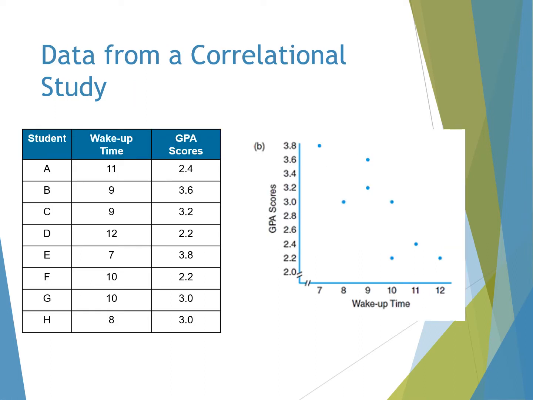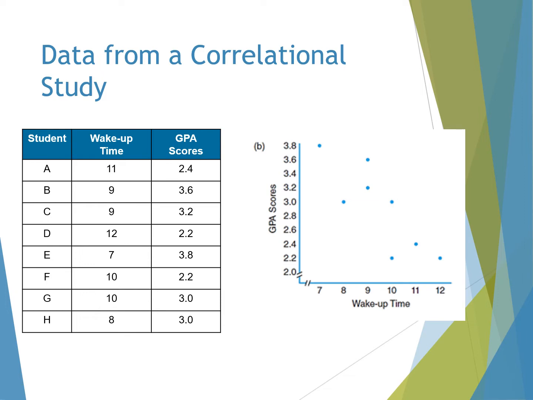So this is what data from a correlational study might look like. Each person is represented by a letter, and for each person we have data on their wake-up time and their GPA scores. So when we convert that into a scatter plot, we get a graph like this where each dot represents a person. So we can look, person A had a wake-up time of 11 and a GPA score of 2.4. And so we know that this is person A right here. And so we plot all of the people together. It gives us a scatter plot.